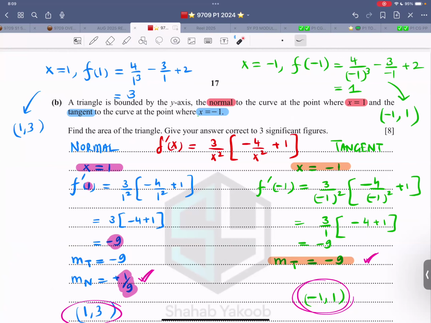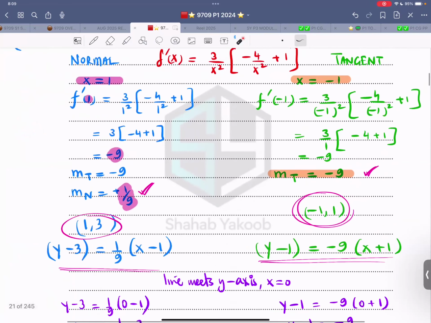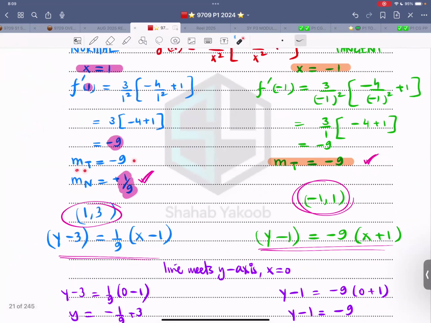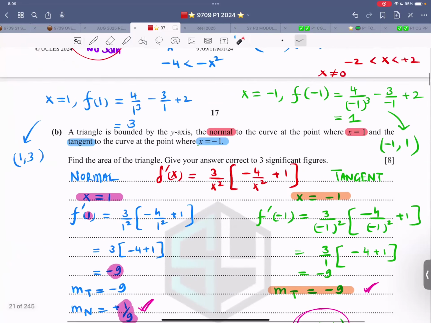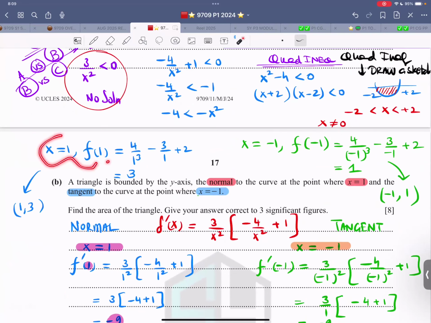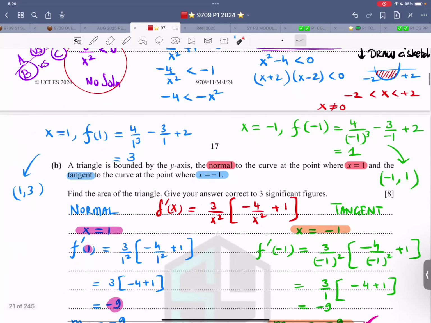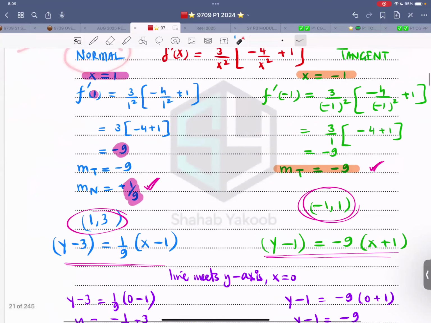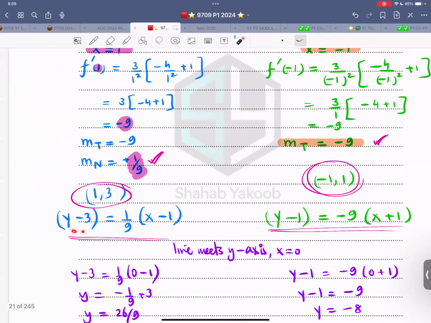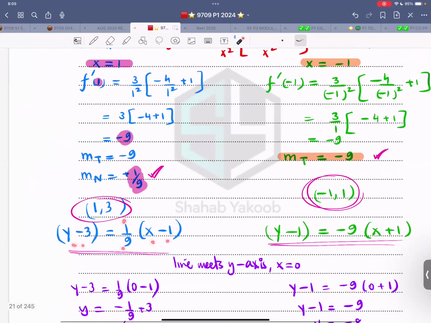Now, first of all, f'(x) is given. When x is equal to 1, f'(1) is negative 9. Gradient of tangent, negative 9. Gradient of normal, positive 1 over 9. When I plug in 1, the y coordinate is 3. When I plug in negative 1, the y coordinate is 1. So for normal, the coordinate is (1, 3). That is the gradient. y minus 3 is 1 over 9 (x minus 1).